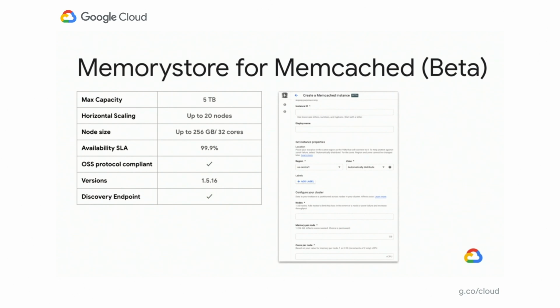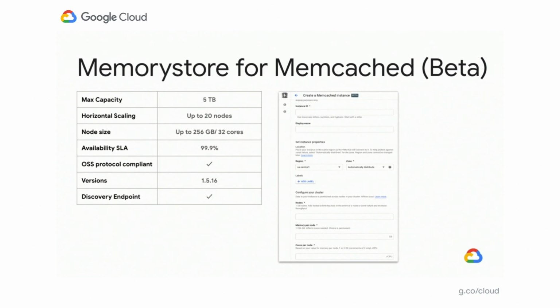The Memcached instance is a scale-out architecture, so we support up to 20 nodes. You can scale from 1 to 20 nodes, and you can have individual shards up to 256 gigs with 32 vCPUs. So we provide a lot of flexibility in terms of shaping your cluster for the different types of application workloads that you may have for Memcached.